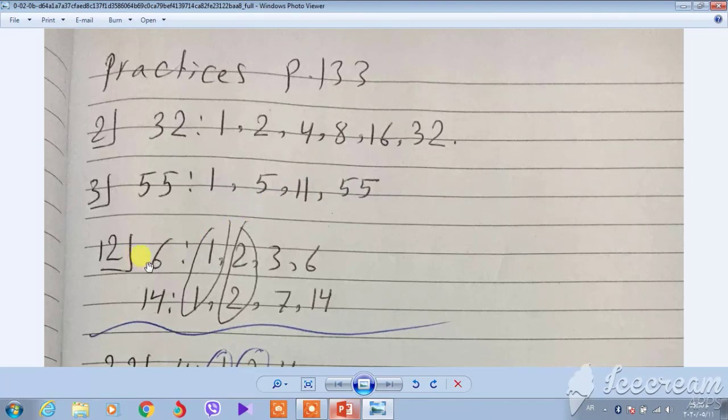Practice 12 says just write the common factors between 6 and 14. 1 times 6, 2 times 3 are factors of 6. 1 times 14, 2 times 7 are factors of 14. But we want just the common factors. Don't say greatest, just common. 1 is common, and 2 is also a common factor.